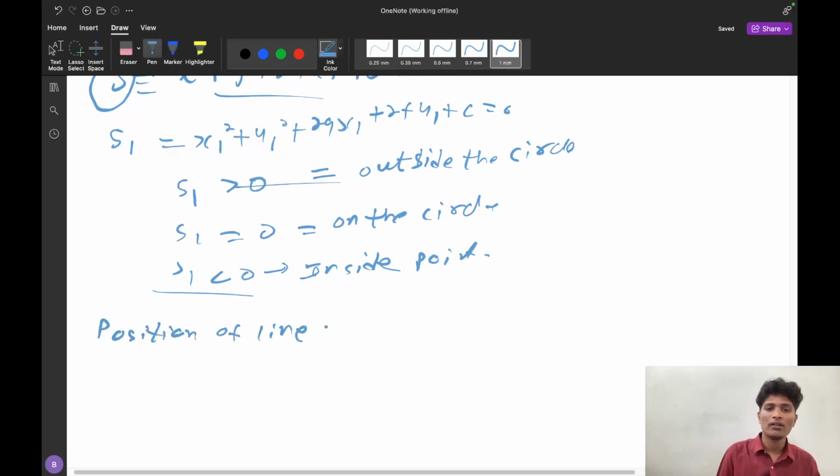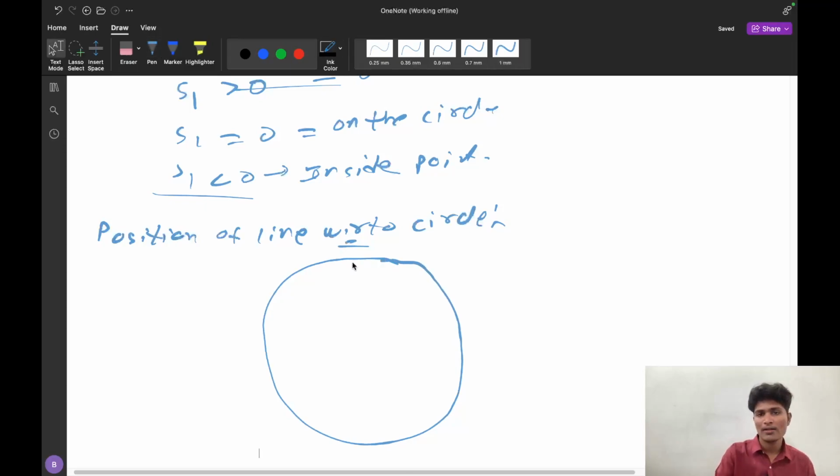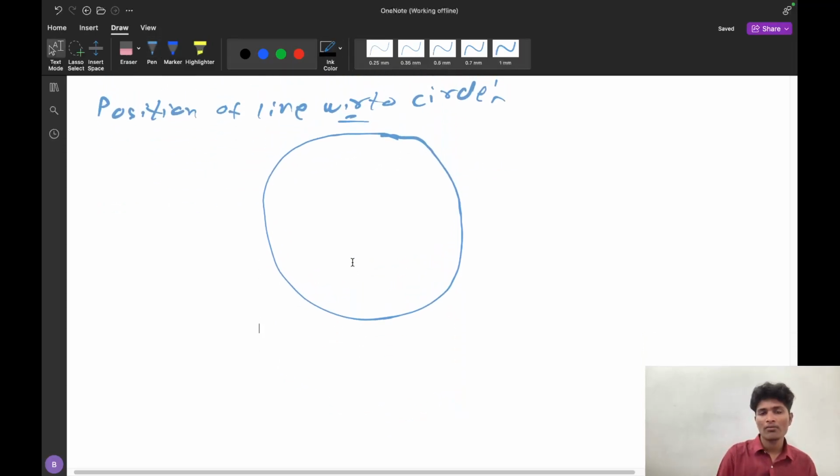Position of line with respect to circle. Now what are the possibilities? Again we will discuss the possibilities here. Suppose let's assume this is a circle equation, and suppose this is a center.